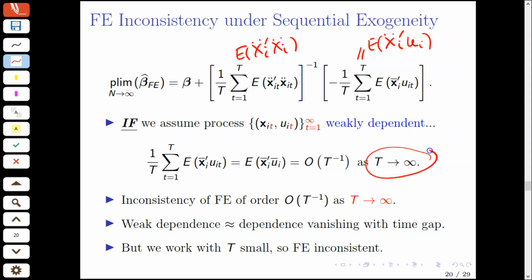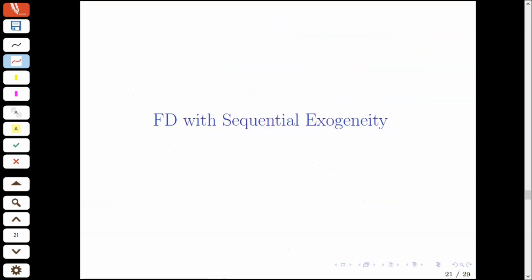However, this sort of asymptotic analysis as the time series dimension, or what we may think of as the panel dimension, grows without bound, doesn't really fit into our assumption of having T being small. Hence, within our regime of a large cross-sectional dimension and a relatively small panel dimension, the fixed effect estimator remains inconsistent. What about the first difference estimator? How does it behave under the assumption of sequential exogeneity alone?